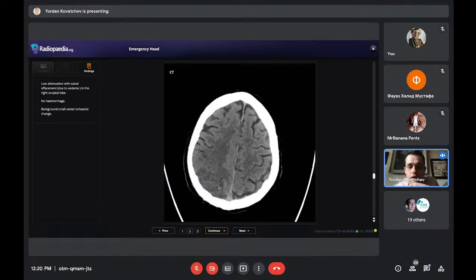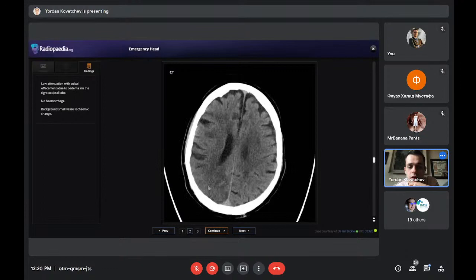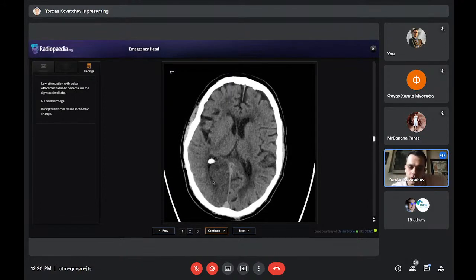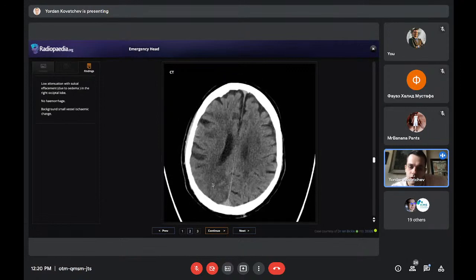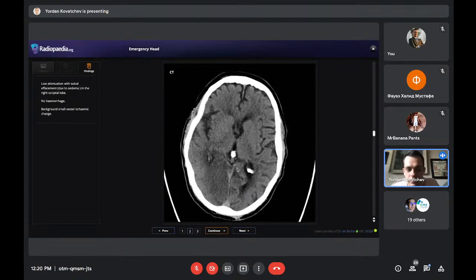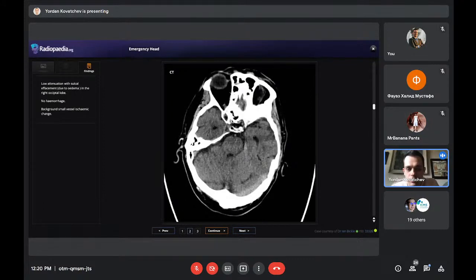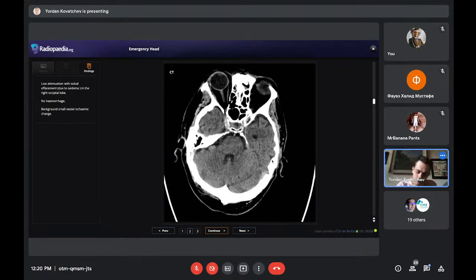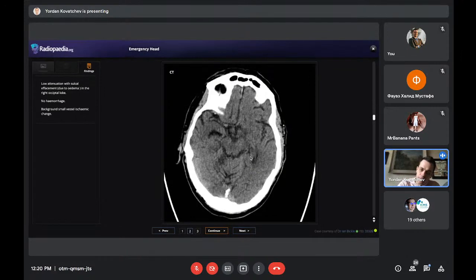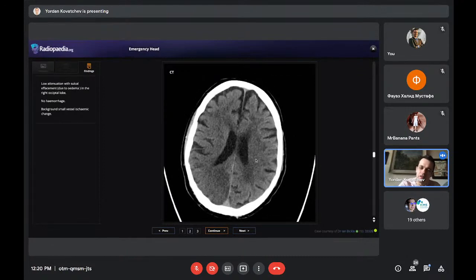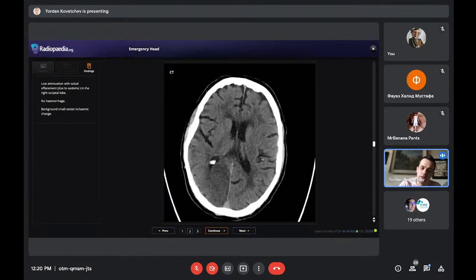Cytotoxic edema. There is a loss of gray-white matter differentiation, and there is effacement of the sulci, which probably means infarction. As I said, there are other causes, maybe encephalitis, but HSV encephalitis is usually confined to the temporal lobes, or there might be hypoxic injury to the brain, which, if you see that, is basically brain death.